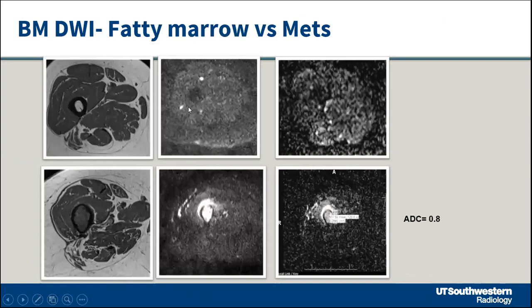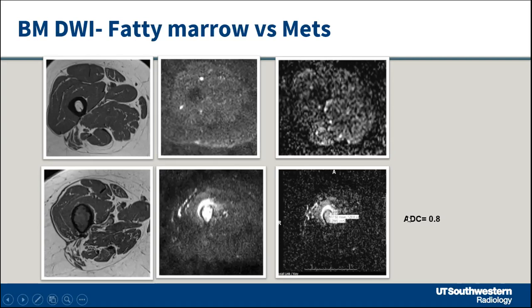Okay, so here we have fatty marrow, and here we have a patient with metastasis. You can tell there's fat here and there's bone erosion along the endosteal surface with a big mass lesion. And that becomes enhanced diffusion, meaning normal marrow is black, and now you have enhanced diffusion.